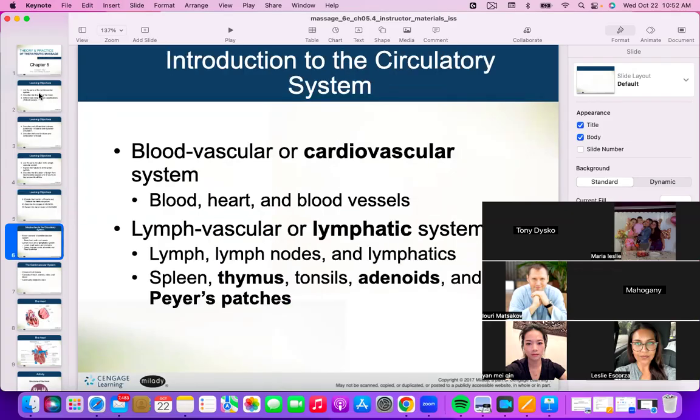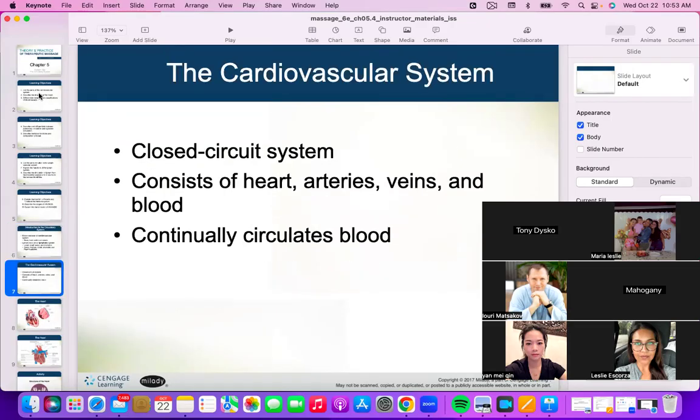So the blood vascular or cardiovascular system consists of the blood that runs through our veins, to our heart, and the heart itself and the blood vessels. So three things: the fluid, the pump, and the tubes, which are the vessels. Whereas the lymph vascular or the lymphatic system, you're more familiar with that. It's the lymph, the fluid itself, the nodes, and the lymphatics, which include the spleen, thymus, the tonsils, the adenoids, and the Peyer's patches. So these are pretty much the organs of the lymphatic system.